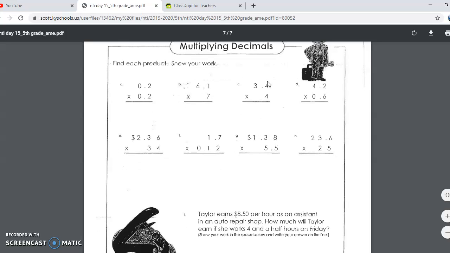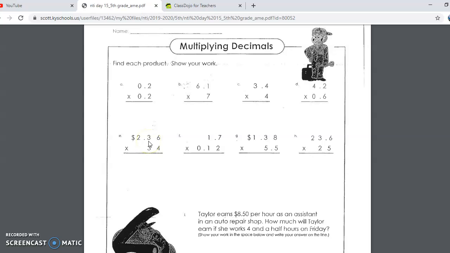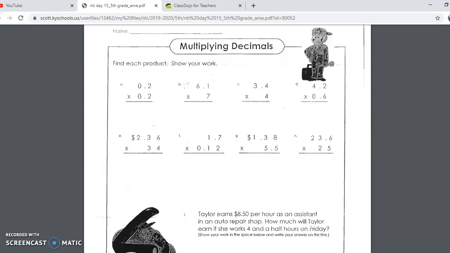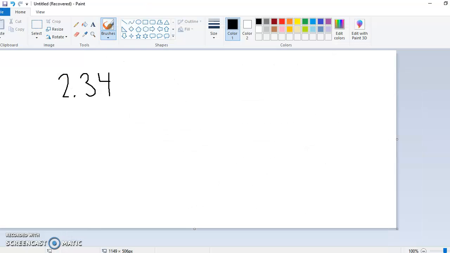Let's see. I'll go ahead and do problem E with you today. So 2 and 34 hundredths. We're going to multiply that. Oh, I messed up the numbers. Just kidding. Two and 36 hundredths multiplied by 34. Let's try that again. Okay.